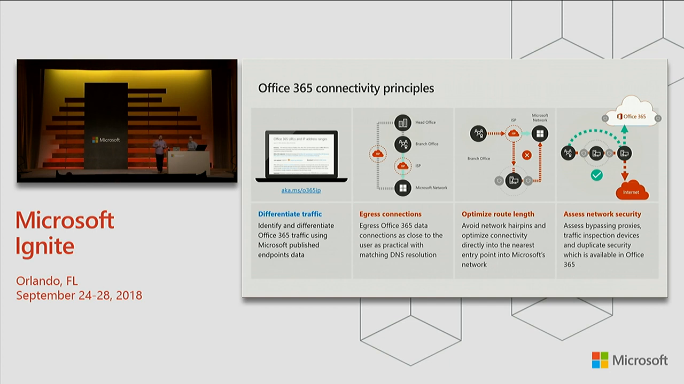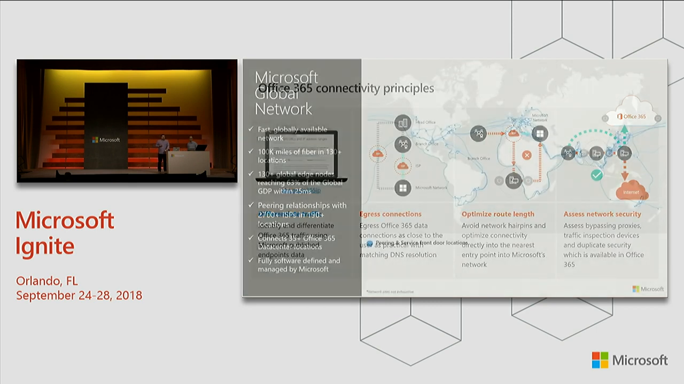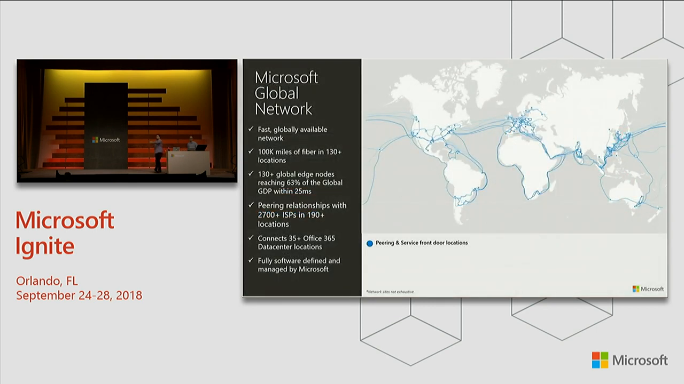So let's have a look at the middle two. So why does Microsoft want that traffic out locally? Well, it's because we can do multiple things with it. The blue lines here show Microsoft's global network. We have presence, the blue dots there, are peering locations where we can peer with your ISP to get the traffic onto Microsoft's backbone. If you egress locally, in the vast majority of cases, you'll be on Microsoft's network very quickly. You can see the stat there, 63% of the global GDP within 25 milliseconds.